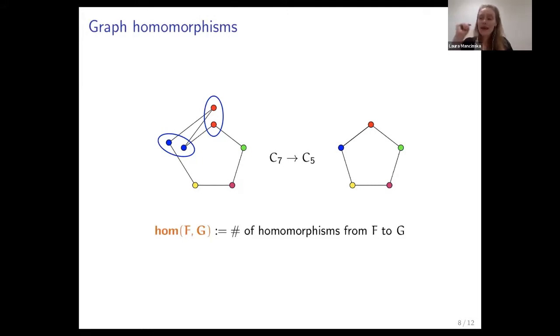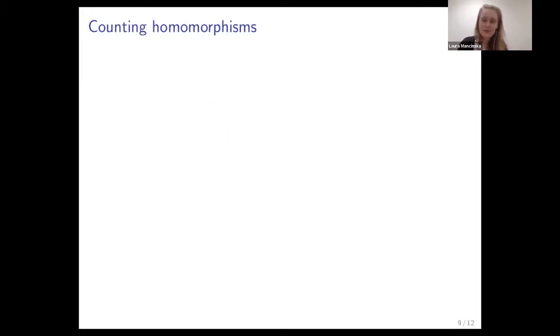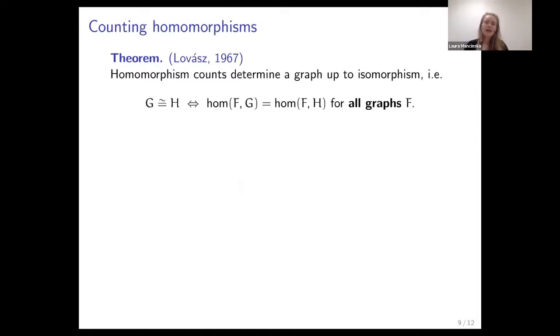Now, a very nice and classic result by Lovász says that you can actually determine a graph from these homomorphism counts. More precisely, two graphs are isomorphic if and only if they have the same number of homomorphisms from any graph F. So what this says is that you can think of these homomorphism counts as providing some sort of measure of similarity between your two graphs.